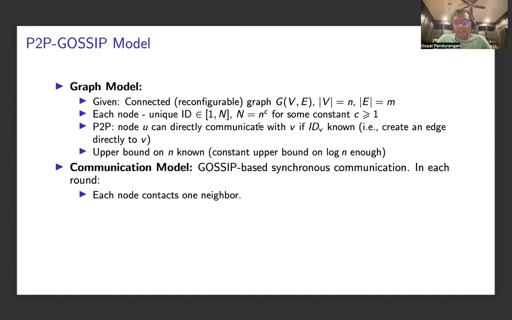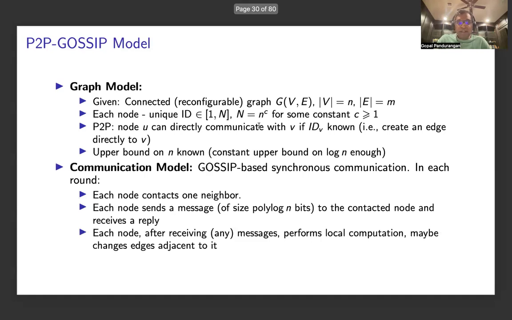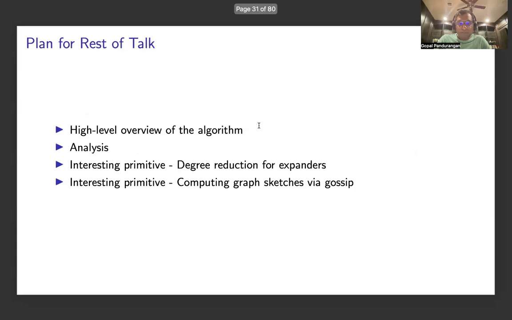The communication model is a gossip-based synchronous model in which, in each round, a node can contact a neighbor and send a message of small size, log n bits, to the contacted node, and it receives a reply. Each node, after receiving messages, performs some local computation, maybe changes some edges incident on it, and that's it. This keeps happening, so the graph topology can keep evolving. So this is the P2P gossip model.